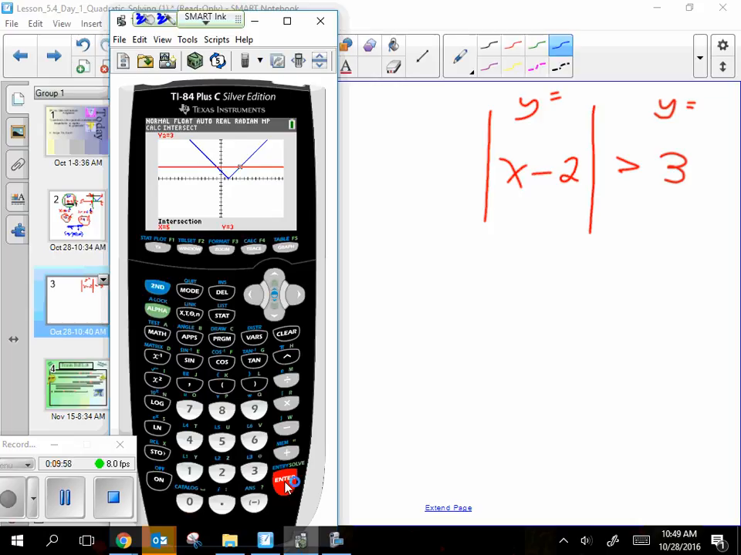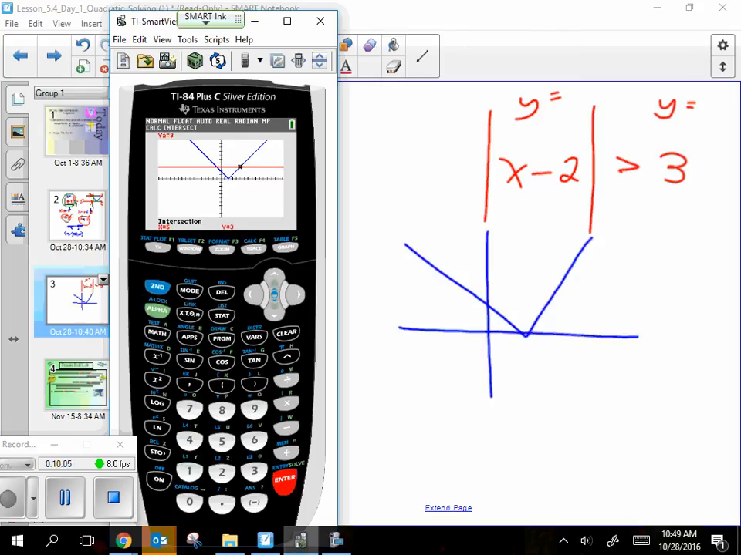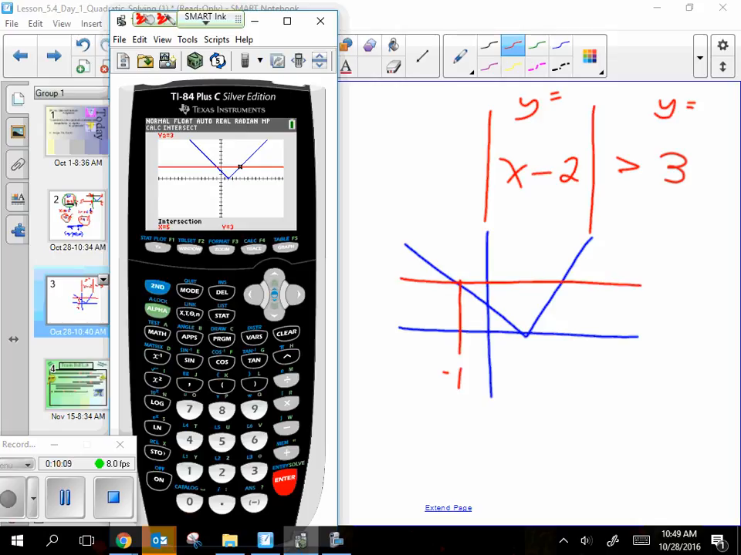And those two spots where they cross are really important. So here's my V. Here's my line. And this is at -1, and that's at 5. Notice it's the x value that's important here. Okay, so if my answer was here, then I'd say the answer was between -1 and 5.